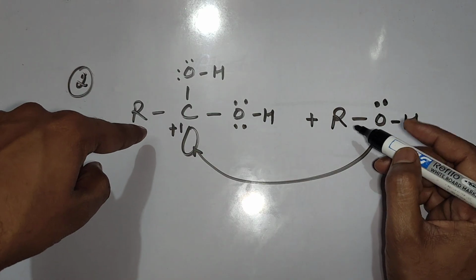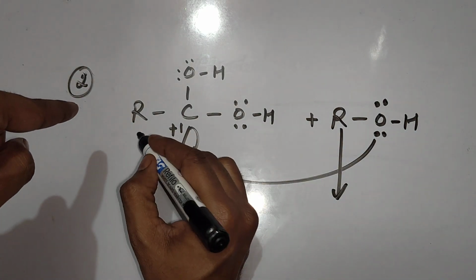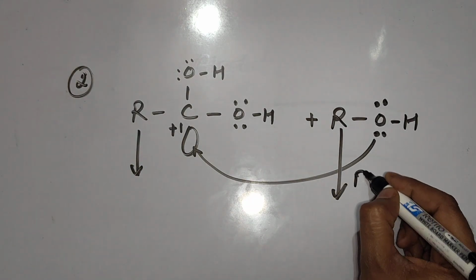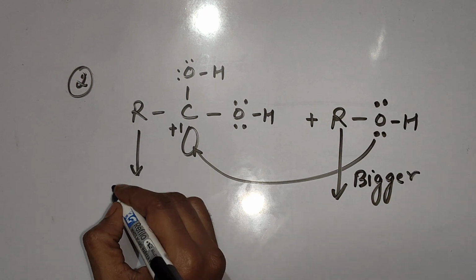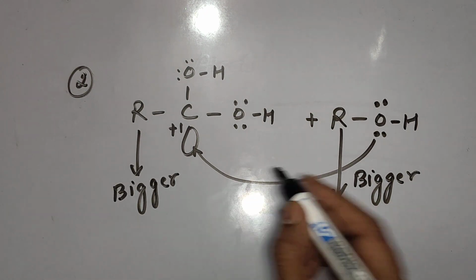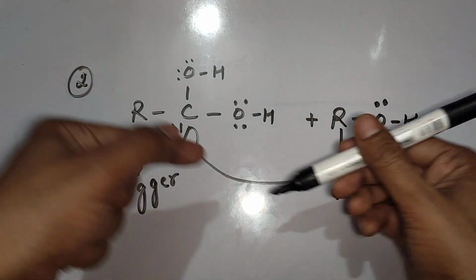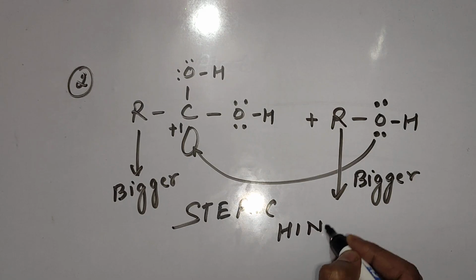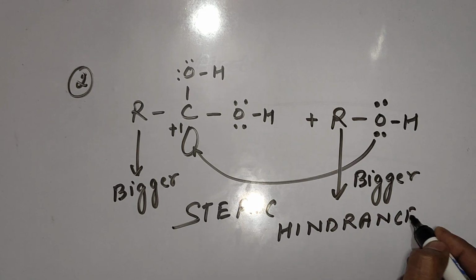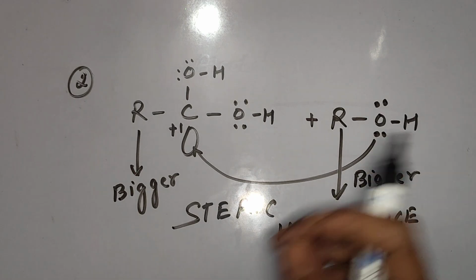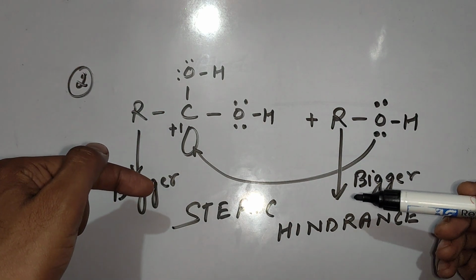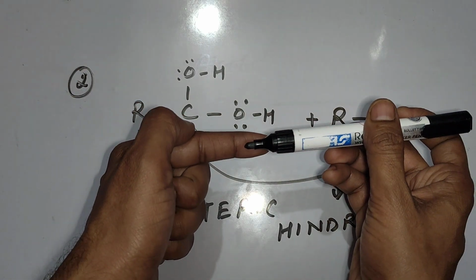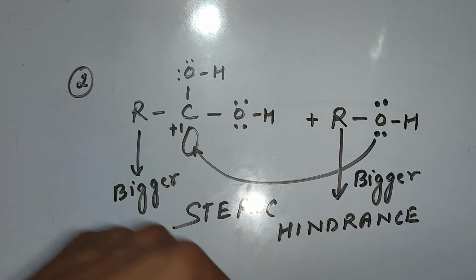As the number of carbon atoms increases, don't you think the R group will increase? Alkyl part. Bigger alkyl parts, suppose the R groups are bigger. Due to the bigger alkyl part, don't you think when they attack, they will face a problem of steric hindrance? Means crowding. That's it. This is the main point. Bigger alkyl parts will feel steric hindrance. That's why these two molecules can't react with each other properly at a fast rate.